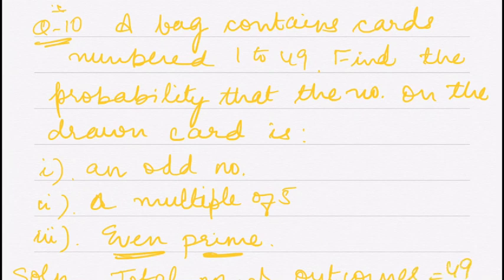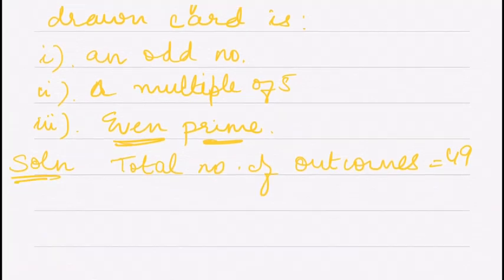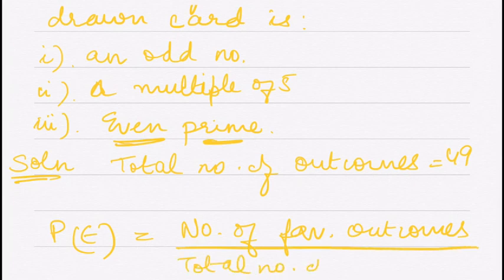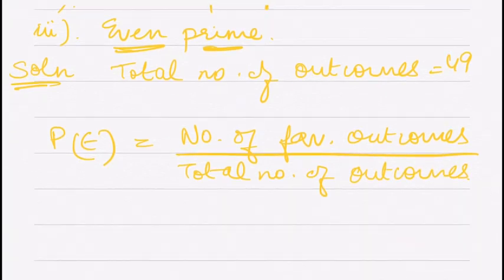So total number of outcomes are 49, because numbers are from 1 to 49. So both 1 and 49 are included. Okay, so now I'll write down the formula so that I don't have to write it in each part. So probability of an event is equal to number of favorable outcomes over total number of outcomes.